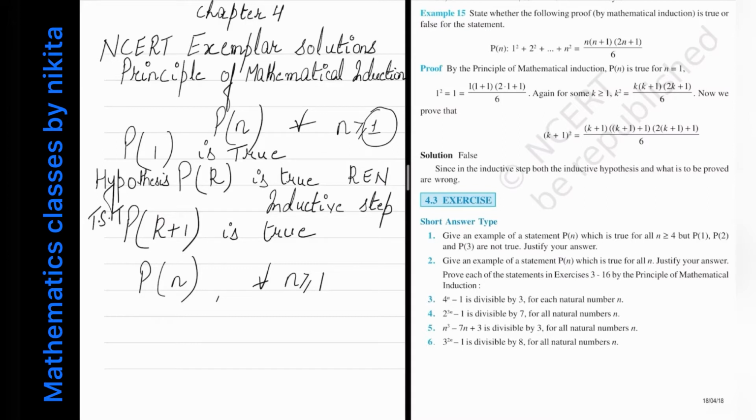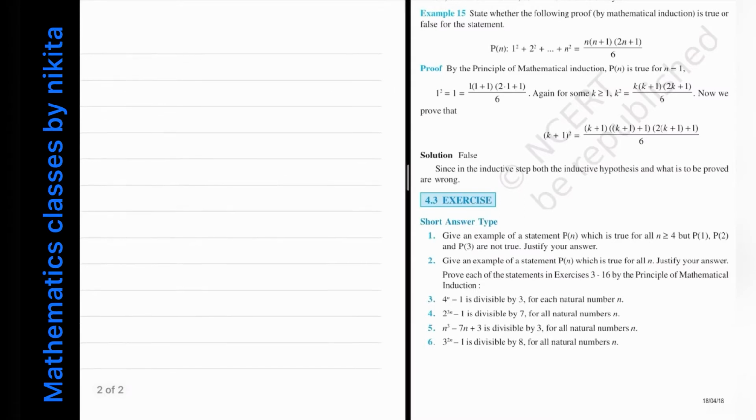Now in some cases it could be that you have to show that P of n is true for all n greater or equal to, say, 4. So here you have to start with n equal to 4. So this is your base case. It could be that for some finite natural numbers the statement does not hold, but after that it is holding for all n. Such statements also come under principle of mathematical induction. So got it? This is nothing but a technique to prove certain statements which involve the set of natural numbers. So let's start with question number 1.